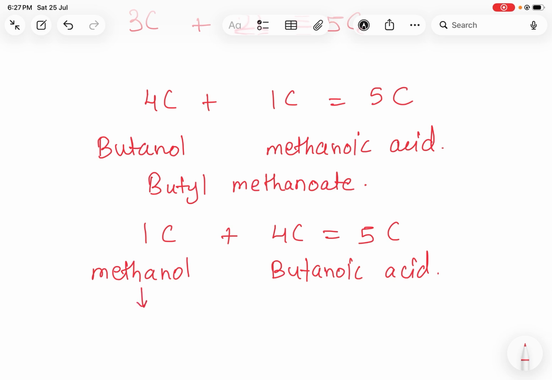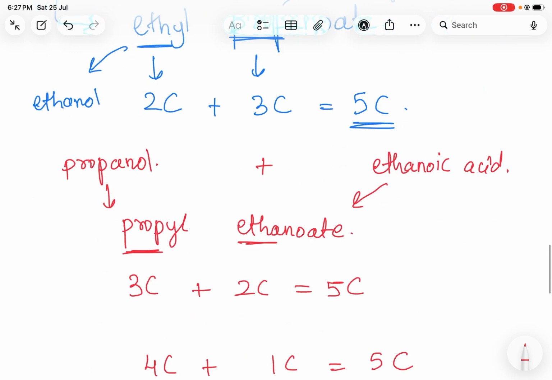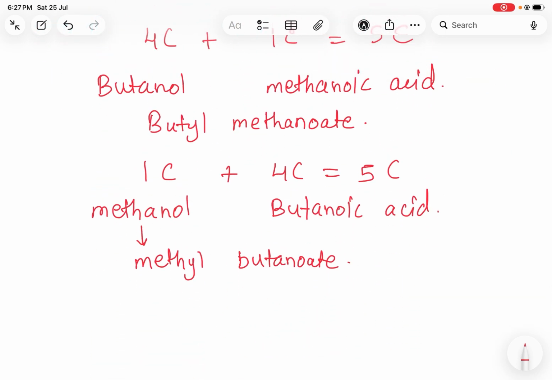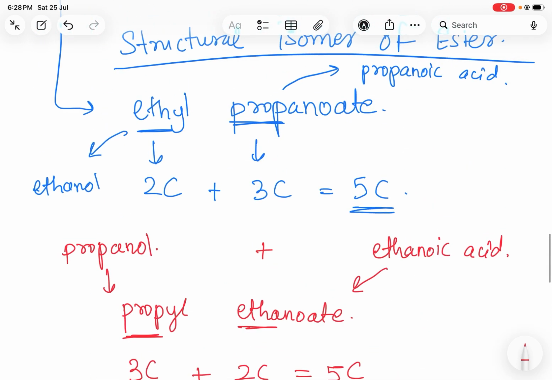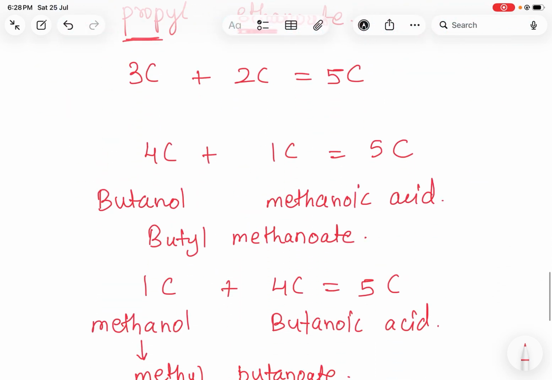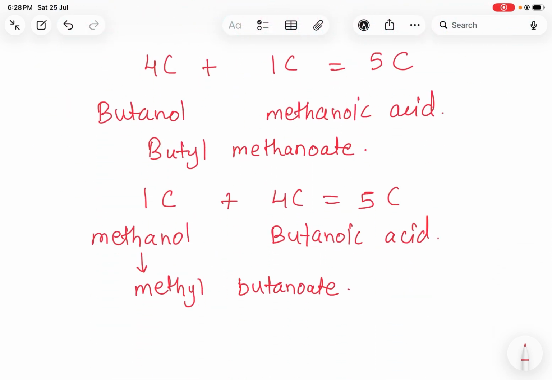So this methanol will become methyl and butanoic acid will become butanoate. Okay, butanoate. So butyl methanoate or methyl butanoate. So in total, for a total of 5 carbon atoms, we are having 4 different isomers. Okay, the combinations can be propyl ethanoate or butyl methanoate or methyl butanoate.